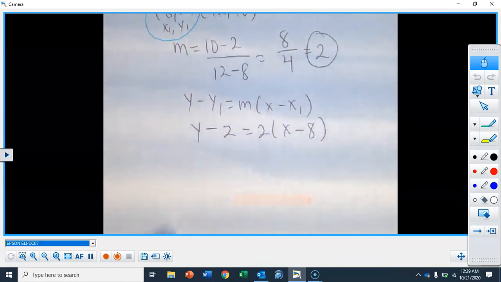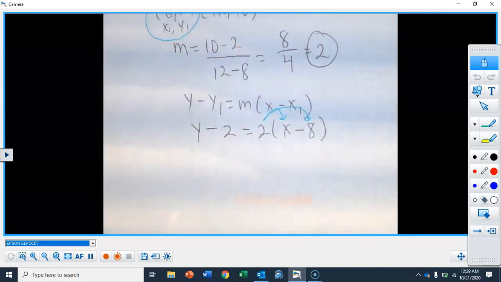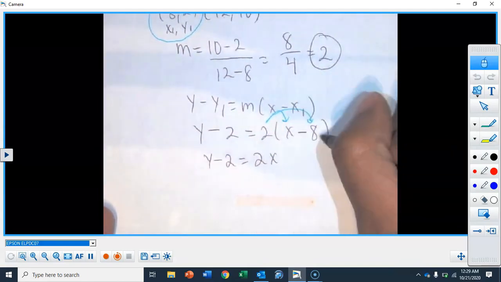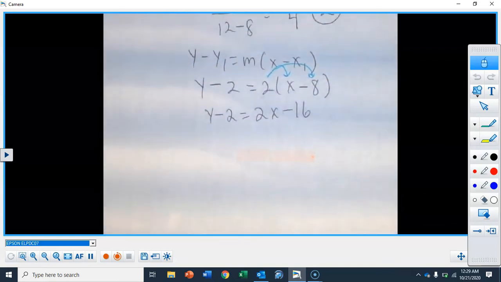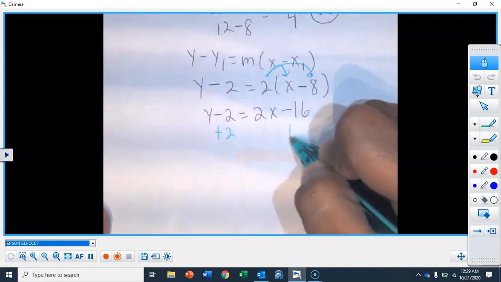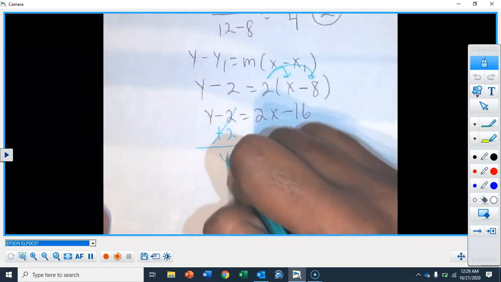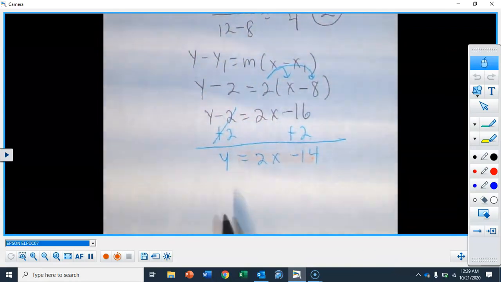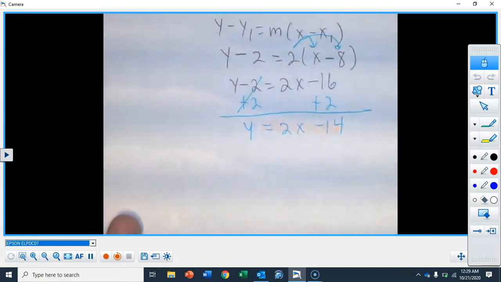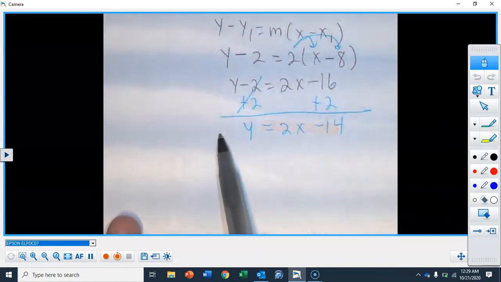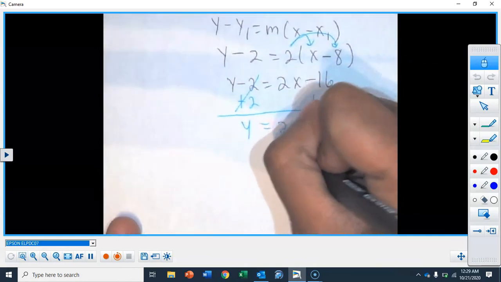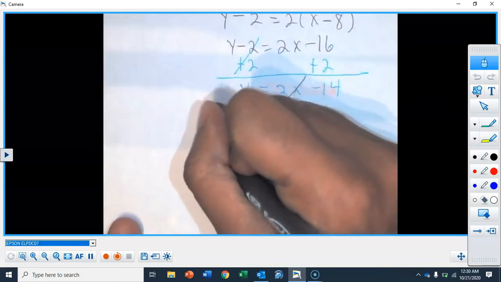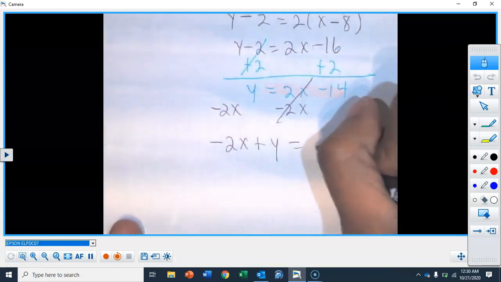All right, here we go. So now remember, first step, do the distributive property. On the left, just drop down our y minus 2. And then we have 2 times x is 2x. 2 times negative 8 is negative 16. All right, next step, move the constant over to the right side. So now we have y is equal to 2x, and this is negative 14. And remember, we want to move the 2x over with the y so we can get ax plus something y equal a number. So we're going to subtract 2x. Okay, that's no longer on the right. Last step, negative 2x plus y is equal to negative 14.